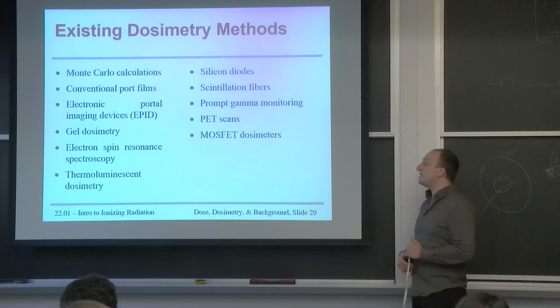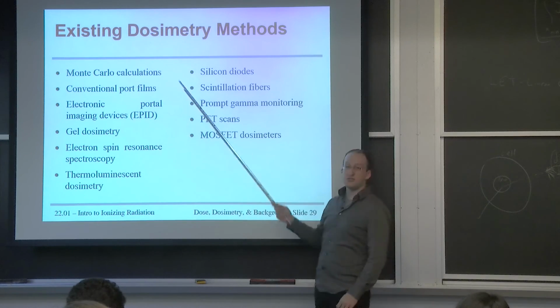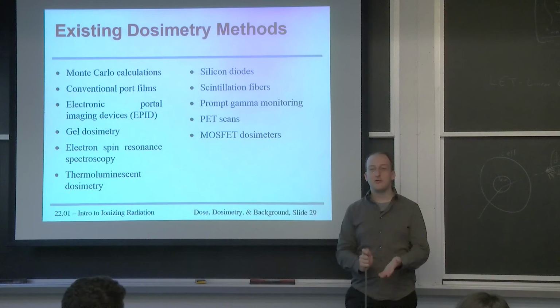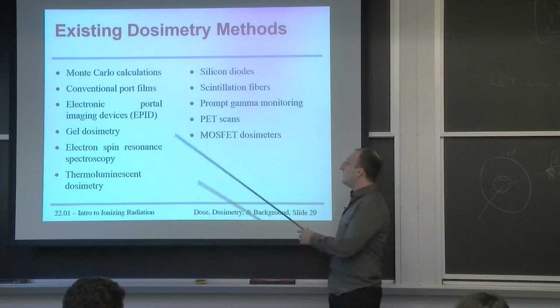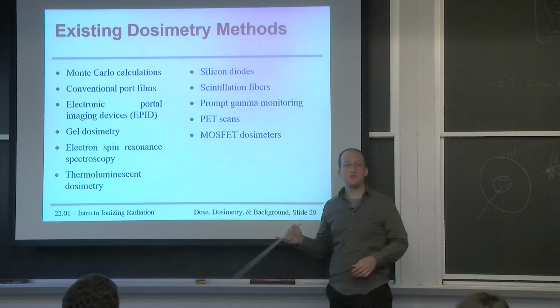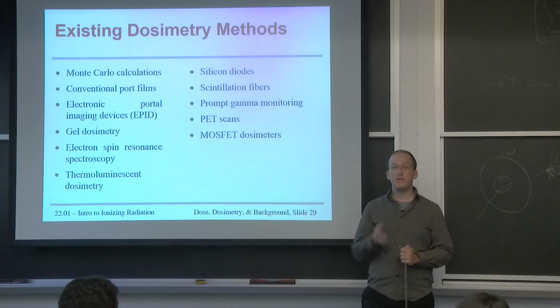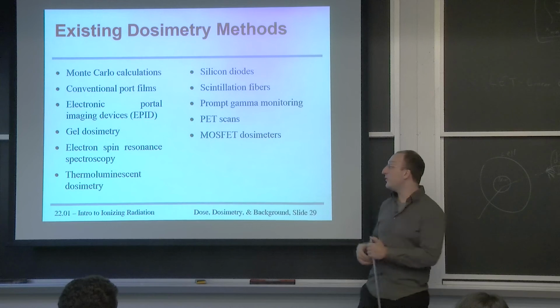Existing dosimetry methods include making calculations and hoping, which is what we do now. We do complex Monte Carlo calculations based on scans of the patient, try and map out how much energy is going to be lost and where to go in. There's conventional port films, which means you put a film on the entry of the patient, which gives you an idea of where the beam is, but not necessarily where the organ is.